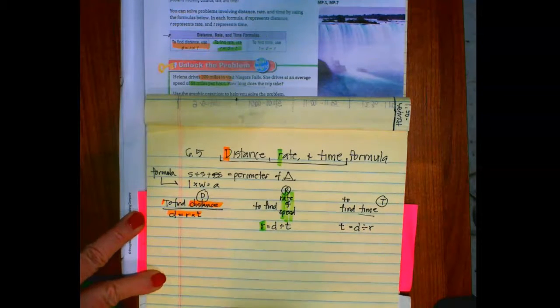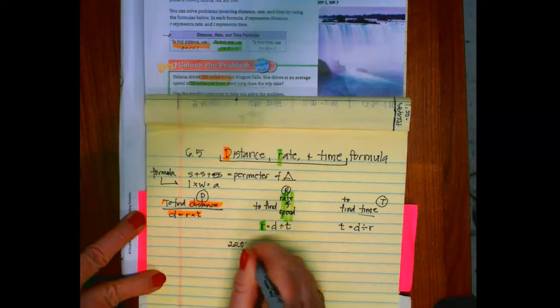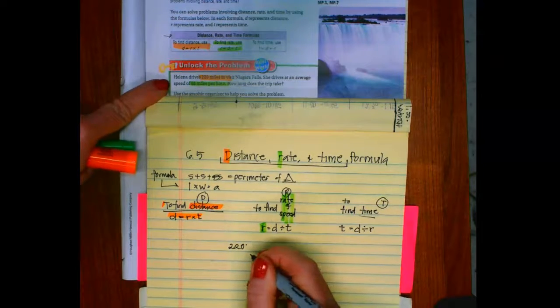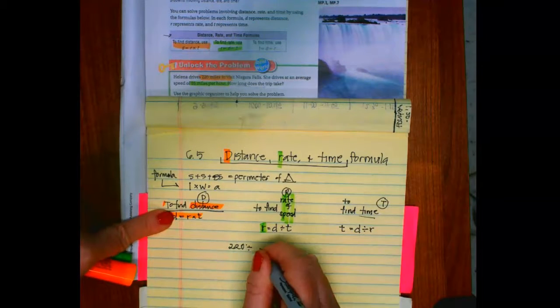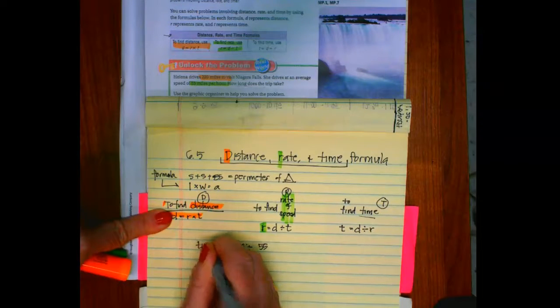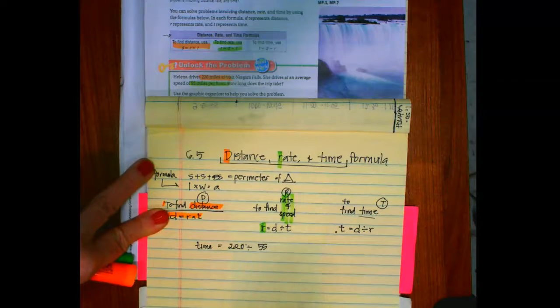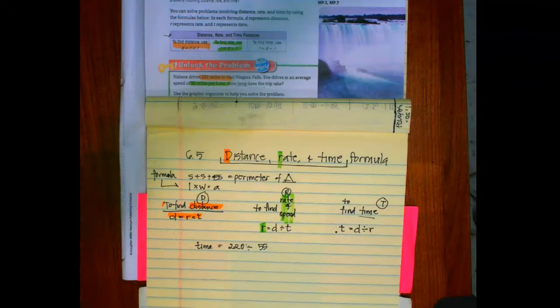So the distance is 220, and we know that her rate of speed is 55 miles an hour. We're trying to find out how long she traveled. All right, so there's the formula that we use. We've plugged our information that we know in here, and now you're set to divide. Go ahead and do that.